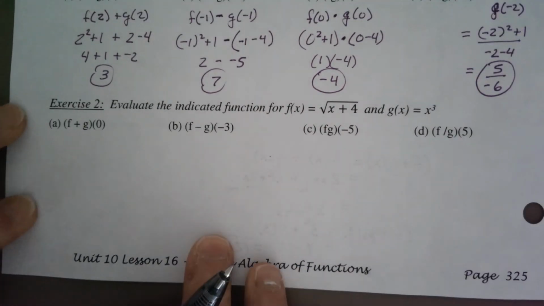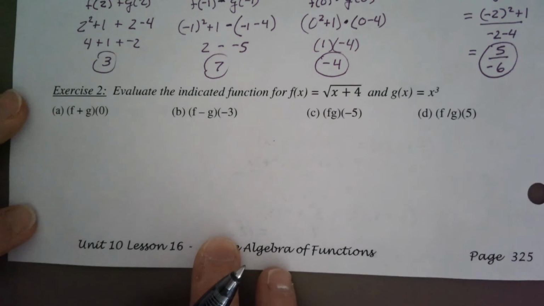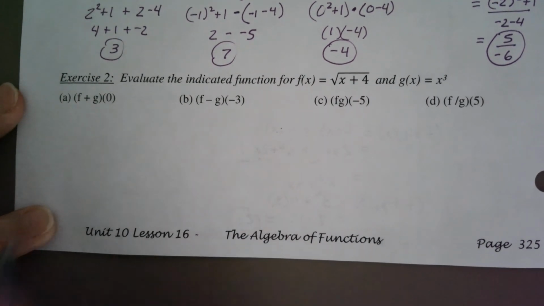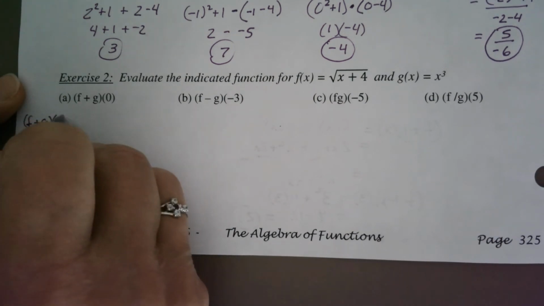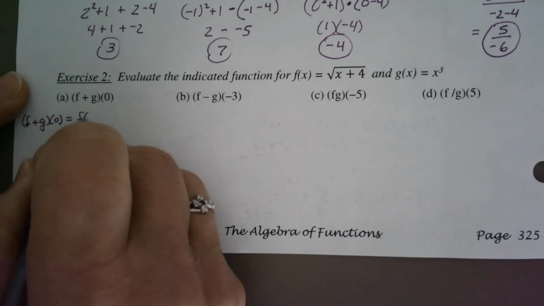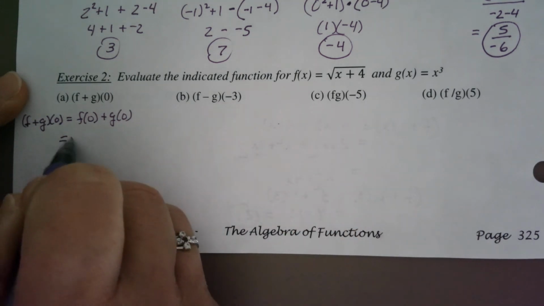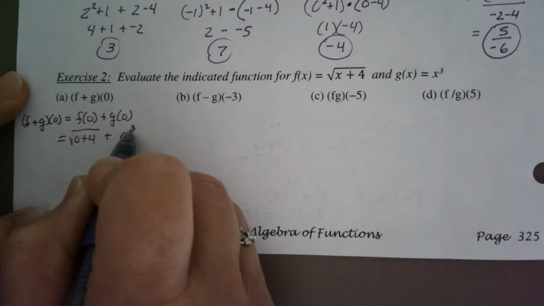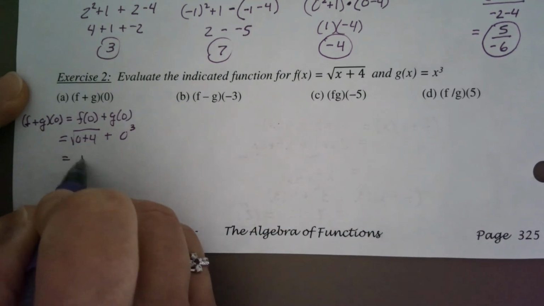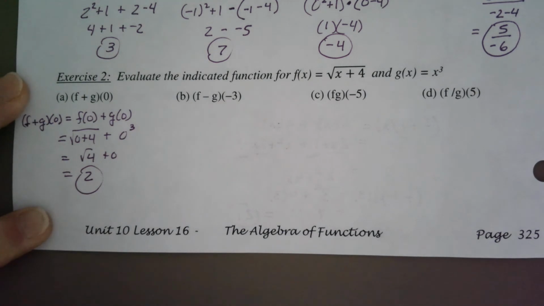And our last exercise, evaluate the indicated function for f of x equal to the square root of x plus 4 and g of x equal to x cubed. F plus g of 0 will equal f of 0 plus g of 0. F of 0 is the square root of 0 plus 4, and g of 0 is 0 cubed. It's the square root of 4, which is 2. Plus 0 is 2.